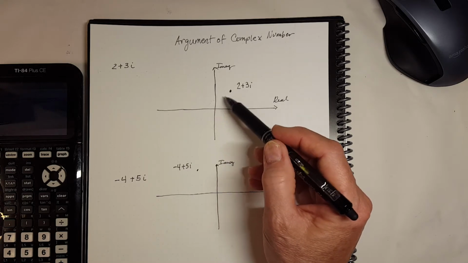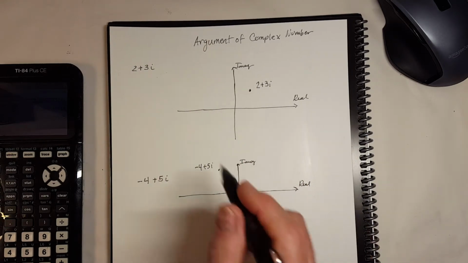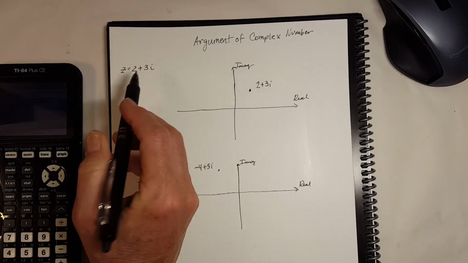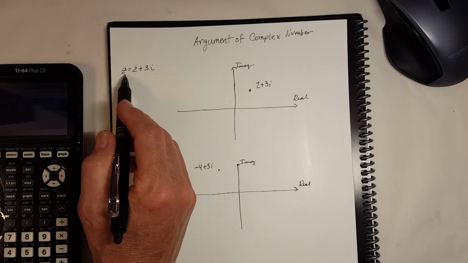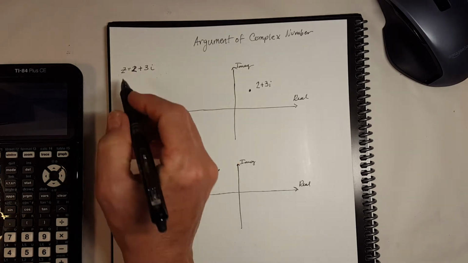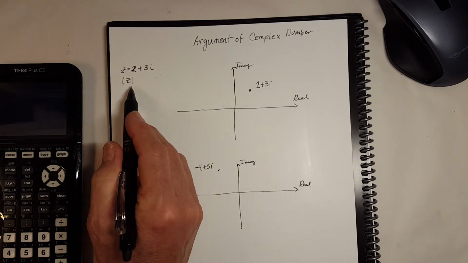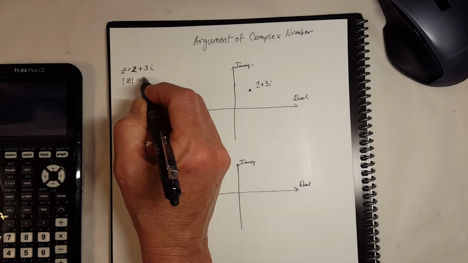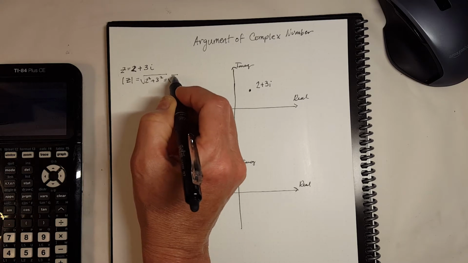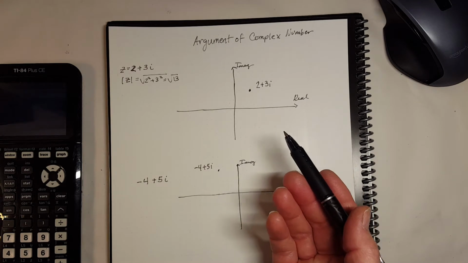If this was a real plane, what would that distance be? And we know how to calculate that because we've had some practice with that now. So if we call the complex number z, and the complex number is 2 plus 3i, then the absolute value of the complex number, or the modulus, so we still use the absolute value bars, is equal to the square root of 2 squared plus 3 squared. And so that becomes the square root of 13. So the absolute value of this complex number is the square root of 13.